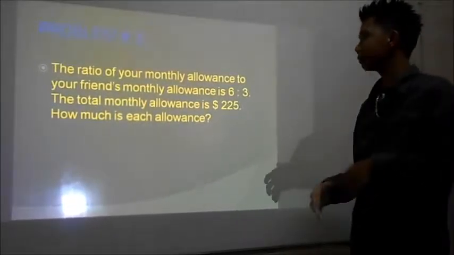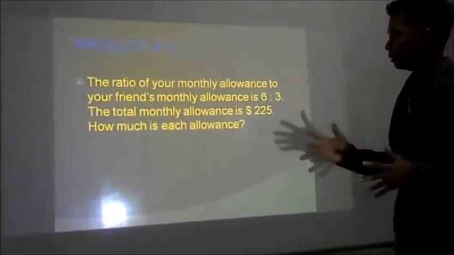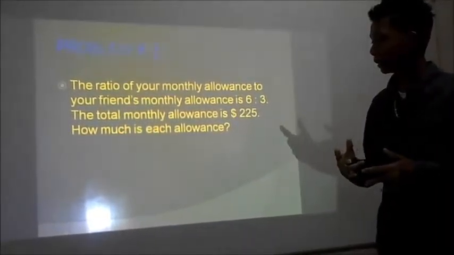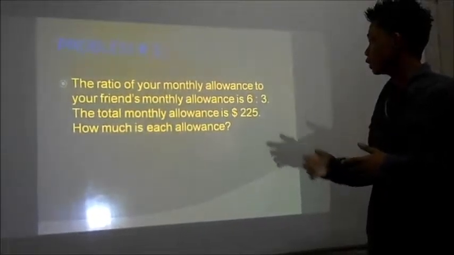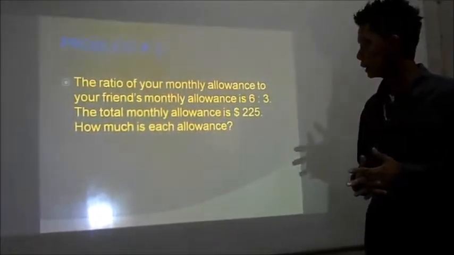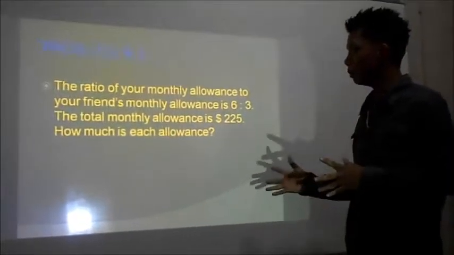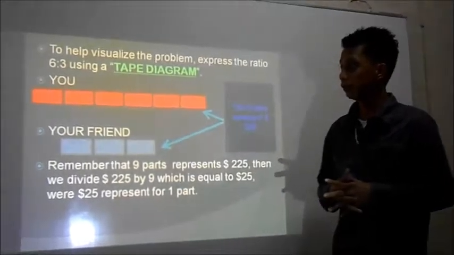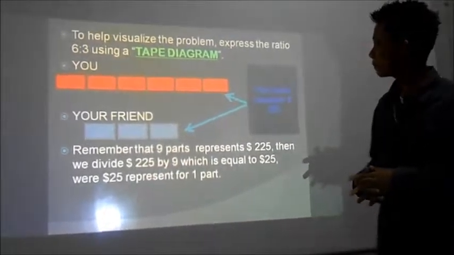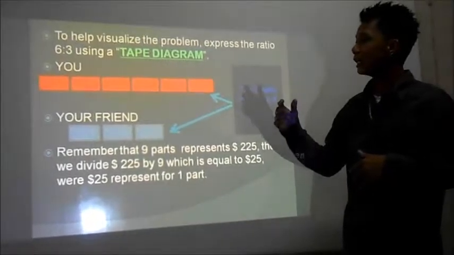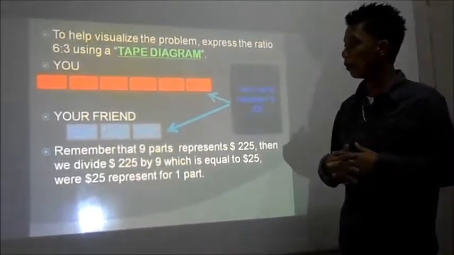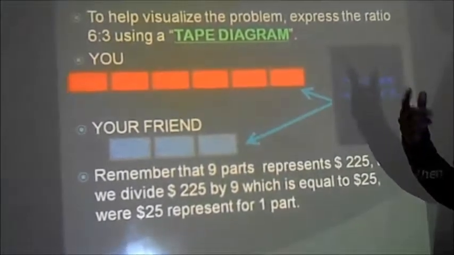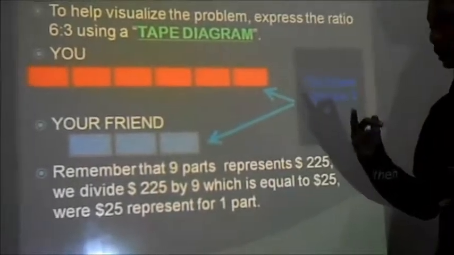Okay, so for example, problem number 1. The ratio of your monthly allowance to your friend's monthly allowance is 6:3. The total monthly allowance is $225. How much is each allowance? Based on this, we have to find how much each allowance is. To help visualize the problem, express the ratio using a tape diagram. Based on the problem, we have 6:3, considering that 6 is your allowance and 3 is the allowance of your friend.